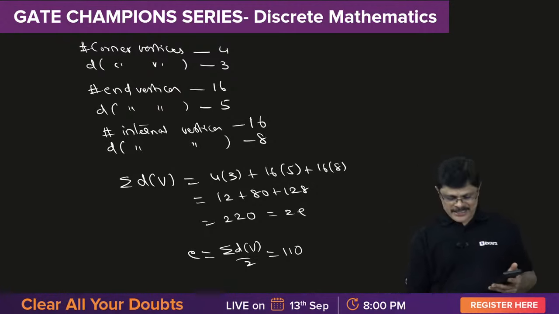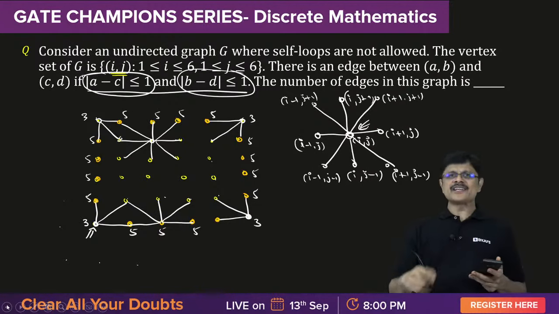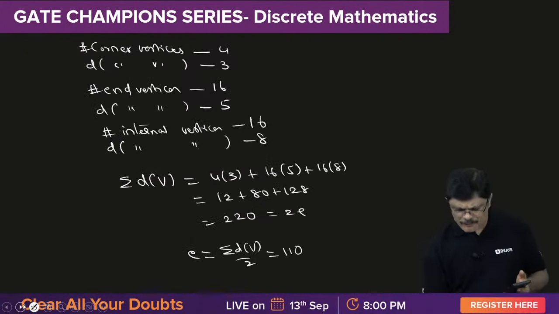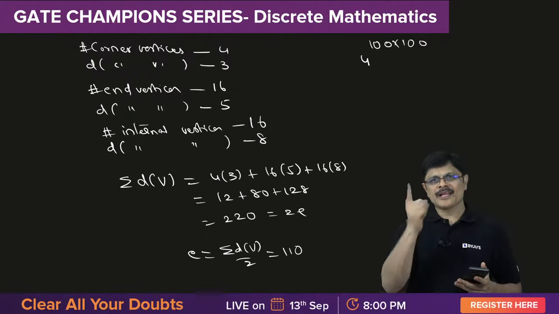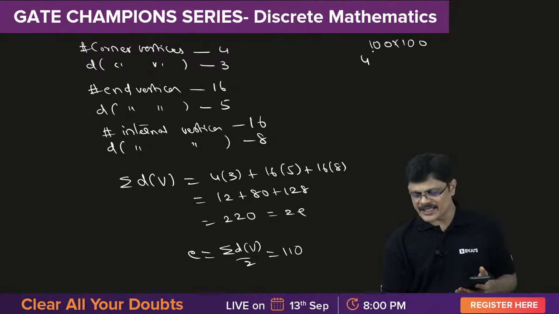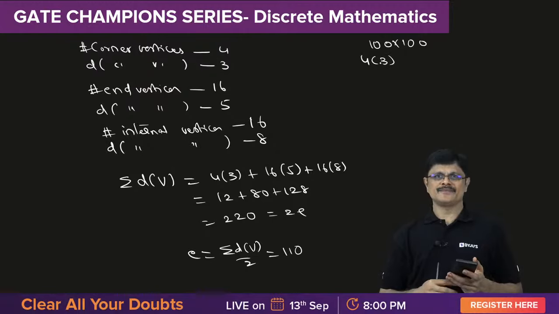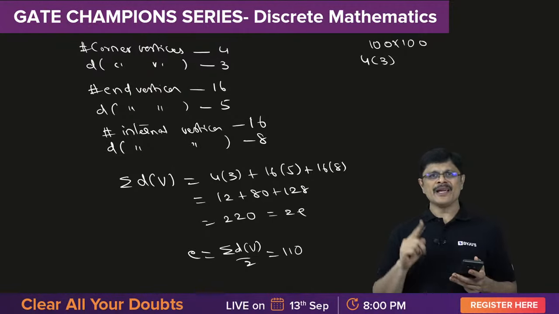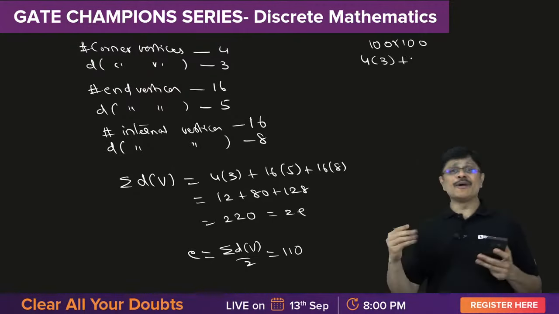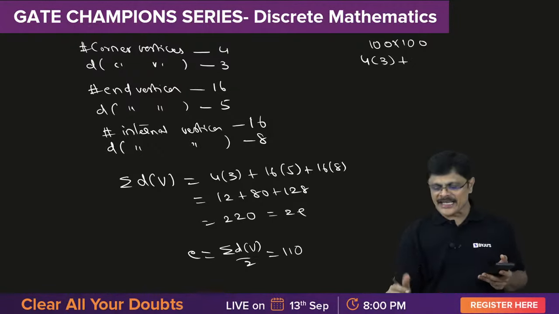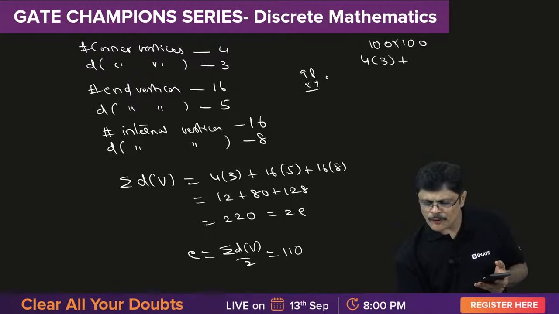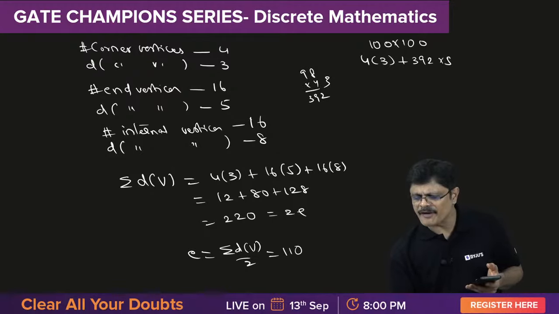Now you can answer. See, for understanding this it will take time. But even if you give me 100 by 100, there are 4 corner vertices, each of degree 3. So 4 times 3 is 12. The degree of those will be 12. And how many end vertices? Because 2 are gone, 98, 98, 98, 98. 98 into 4. 4 8s are 32, 36, 39, so 392, each of degree 5.